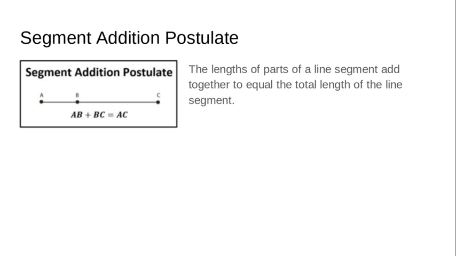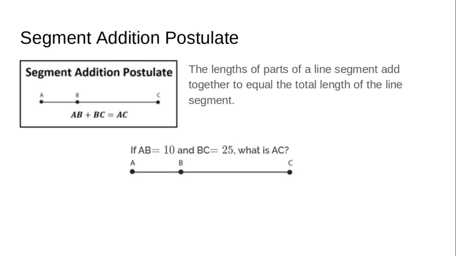So the segment addition postulate tells us that the lengths of the parts of a line segment add together to equal the total length of the line segment. So there's a picture over here. It tells us if we add the length of AB and the length of BC together, we will get the length all the way from A to C. I hope that's kind of common to you.